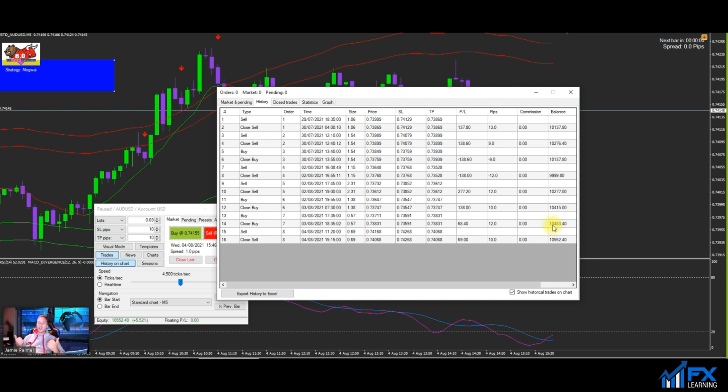So yeah, that's how I trade the Mogwai strategy. That's the compounding plan that I use with that, and that's the Buy and Short 8.0.